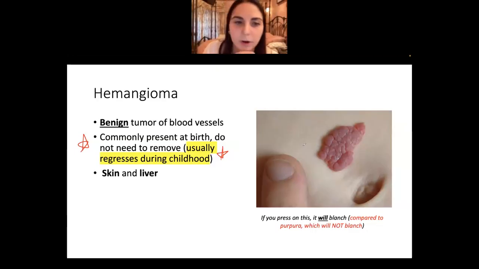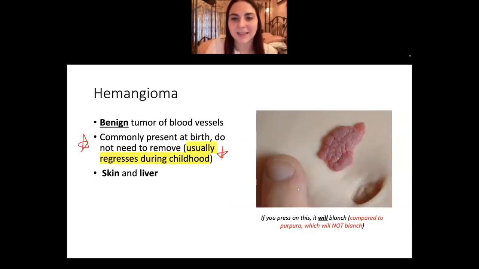They just completely regress after birth. You can see them on the skin. You can also see hemangiomas on the liver, but they're totally fine. They'll go away. This one, though, if you press on it, it will blanch. That means it'll turn white when you press on it. Because again, these are blood vessels. If you push on them, the blood can go up the blood vessel for a hot sec, and then it can come back.